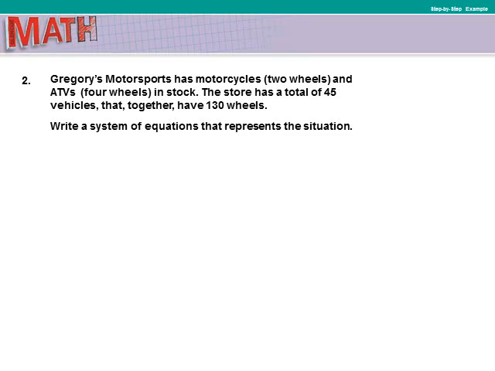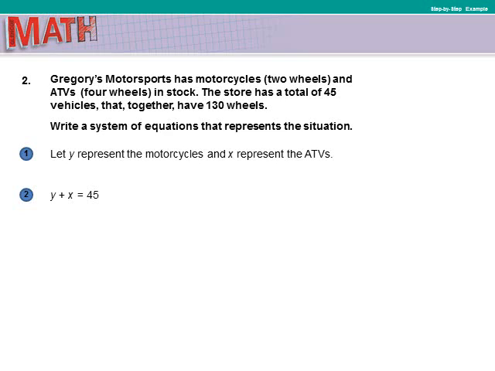In this example, we're not going to solve the system of equations. We're just going to write a system of equations that represents this situation. How can I do this? Let's read: we have motorcycles, which have 2 wheels, and ATVs, which have 4 wheels, in stock. This store has a total of 45 vehicles that together have 130 wheels. First of all, let's represent the motorcycles as X and the ATVs as Y. So X plus Y equals 45.